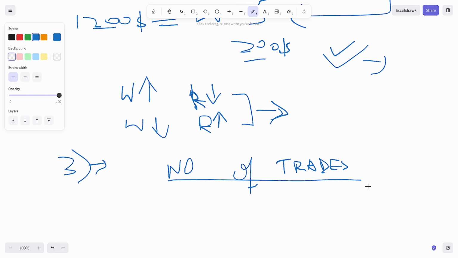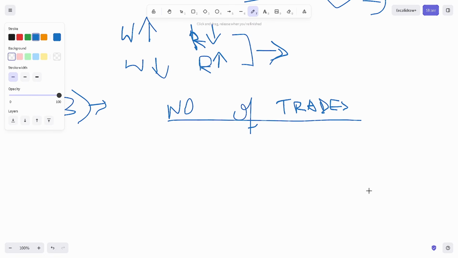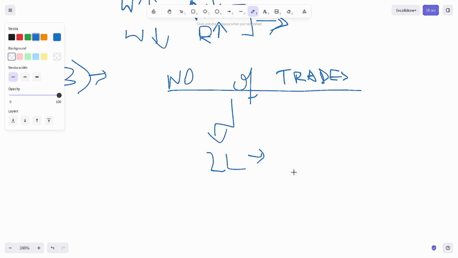This is the most important thing if you are in drawdown. When you come into a drawdown phase, let's suppose you have two losing days back to back, your mind comes into defense mode. You don't want to lose anymore. For you, taking losses is very hard now.